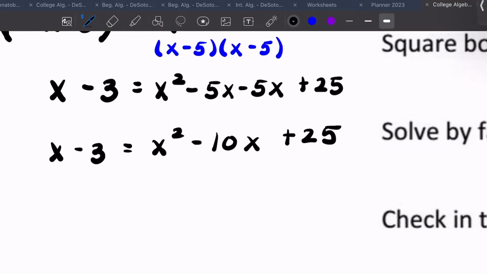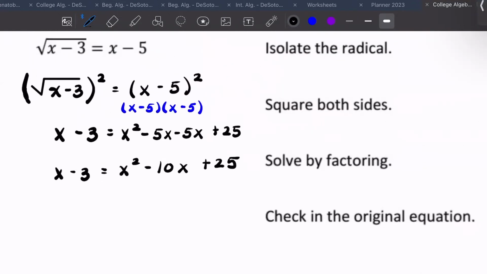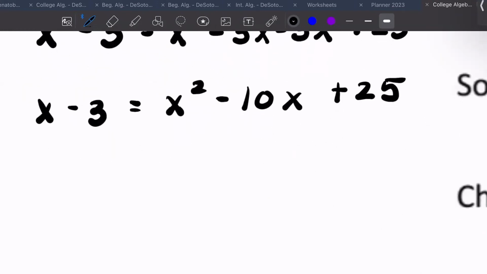And then we need to solve by factoring, okay? We're at this step. If we want to solve it by factoring, it needs to be in standard form. It needs to be equal to 0. So I'm going to subtract x from both sides, and I'm going to add 3 to both sides.